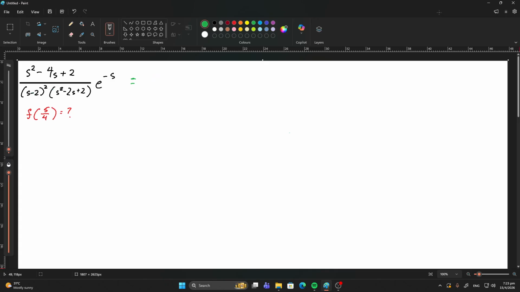So we know that s minus 2 squared, we can split them into two different terms, which is A over s minus 2 plus B over s minus 2 squared. s squared minus 2s plus 2, unfortunately, is not able to be simplified further. It's just a quadratic expression. So in this case we have to leave it as Cs plus D over s squared minus 2s plus 2.